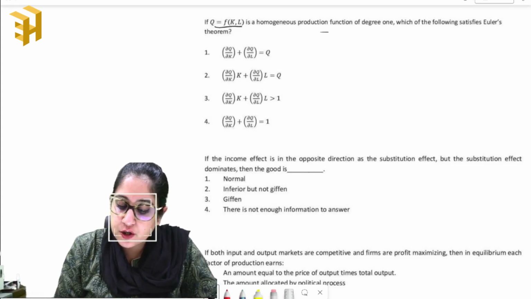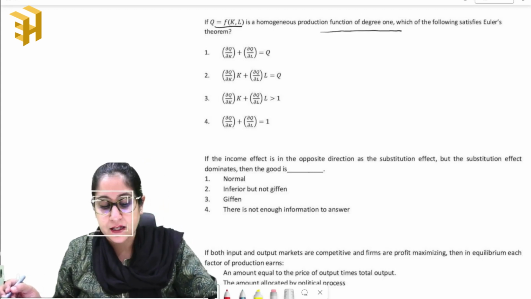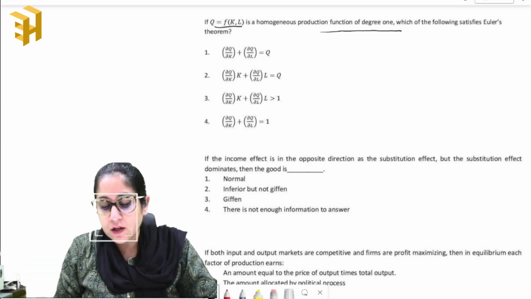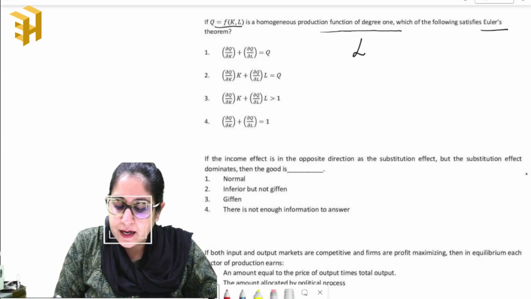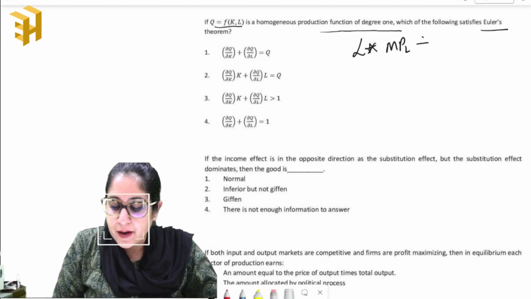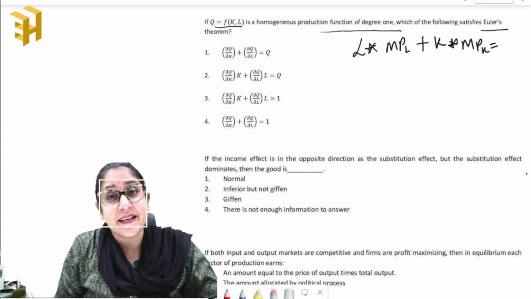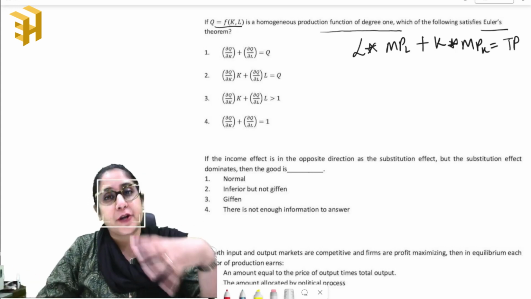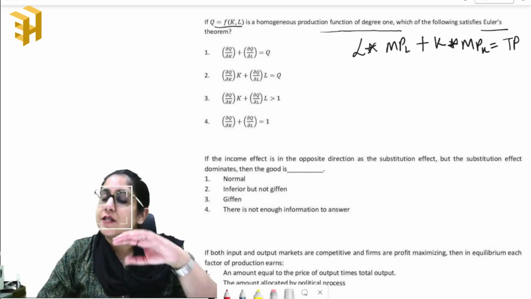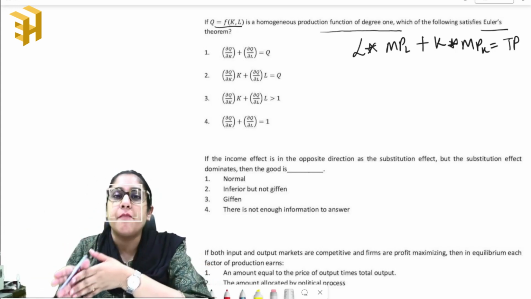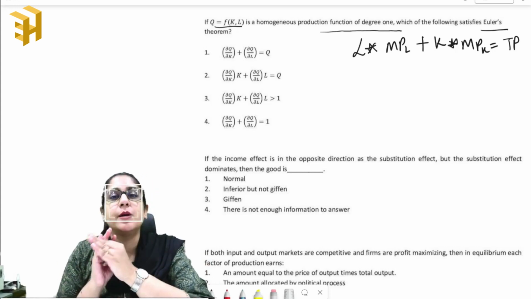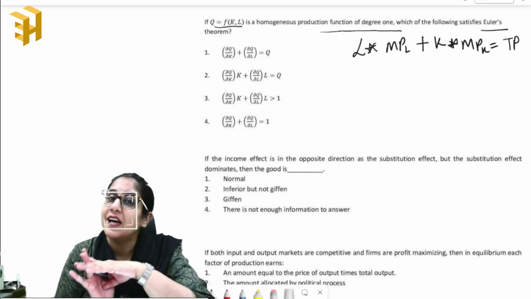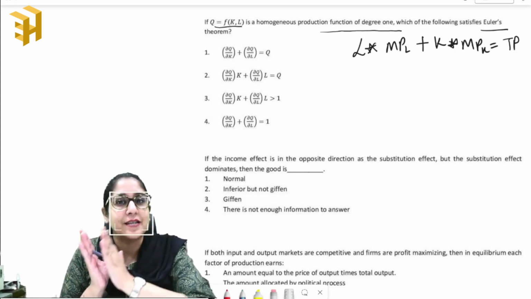a homogeneous production function of degree 1, which of the following satisfies Euler's theorem? So Euler's theorem basically states that labor, if paid according to its marginal productivity, plus capital if paid according to its marginal productivity, then in that case the total output will be exhausted. So that will be equal to your total productivity. In other words, if the factors of production are paid according to their marginal productivities, then we will exhaust the entire output that is produced. That is what Euler's theorem basically states.